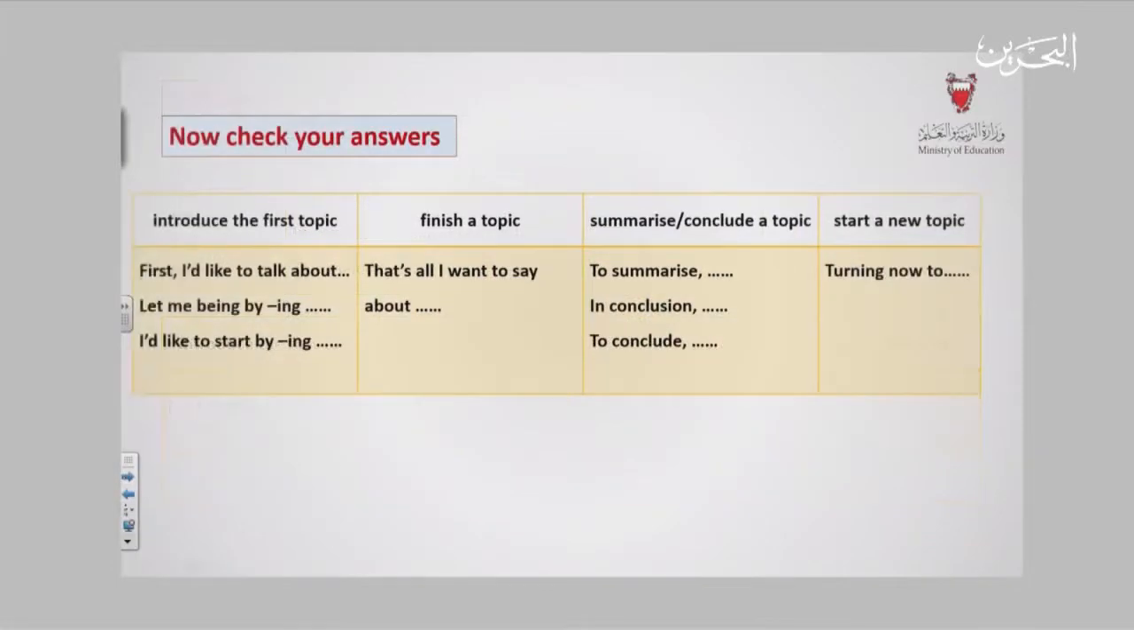I think time is up, and by that you're done. Let's check the answers. Introducing the first topic: first I would like to talk about, let me begin by, I would like to start by. Finish a topic: that's all I want to say about. Summarize, conclude a topic: to summarize, in conclusion, to conclude. To start a new topic: turning now to. Now these are previous information that we're recalling.